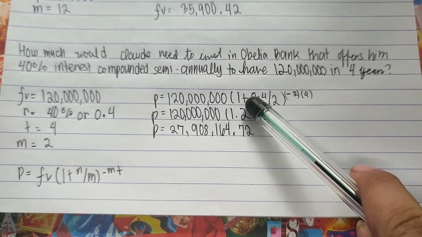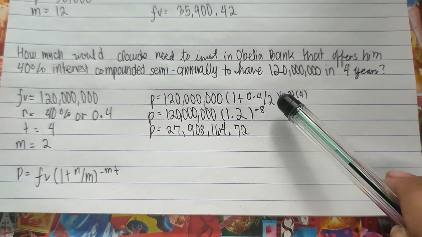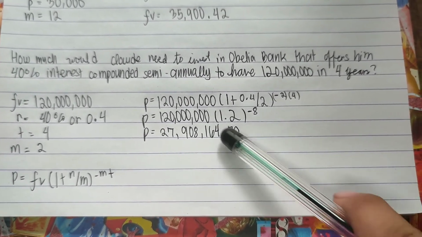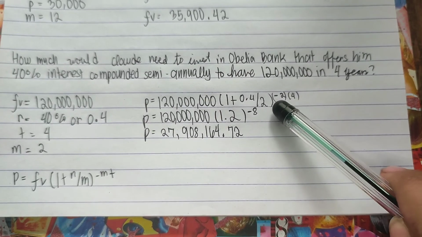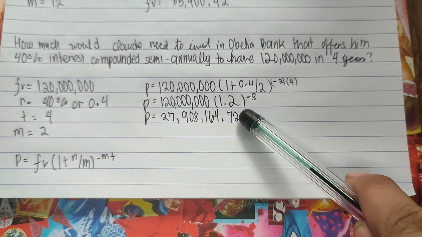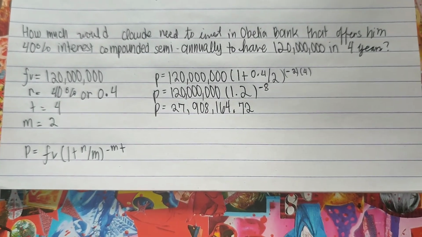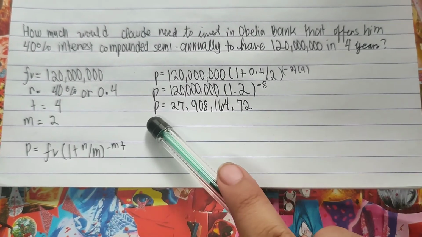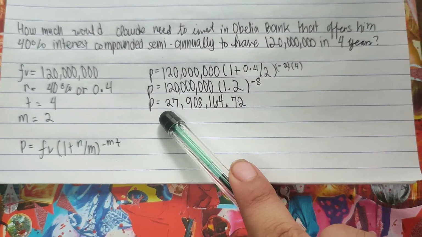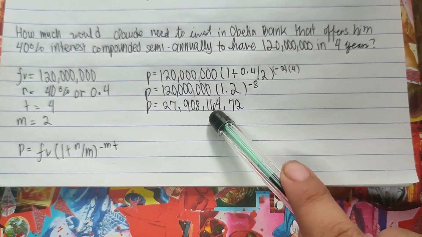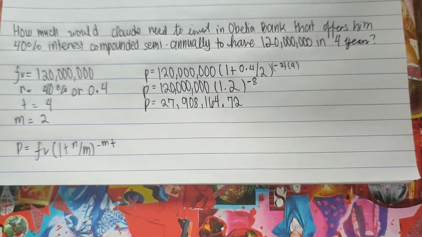Then I divided 0.4 by 2, that's why it's 0.2. Then 1 plus 0.2 is 1.2. Negative 2 times 4 is negative 8. Then 120 million. I put it all in the calculator and this is the answer: 27,908,164.72 pesos.